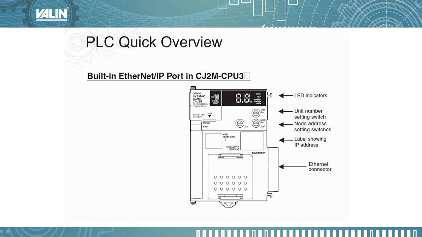The bottom two switches are for the last octet of the IP address, and the common practice is to have those two switches set the same as the last octet of the IP address that you're going to set when you go in and do the software configuration of this using CX Programmer.